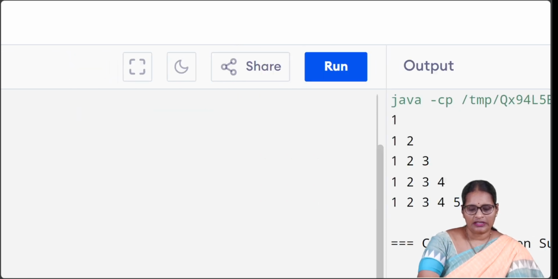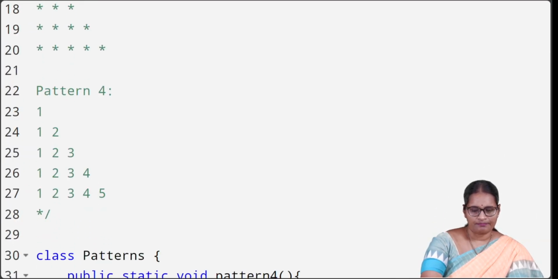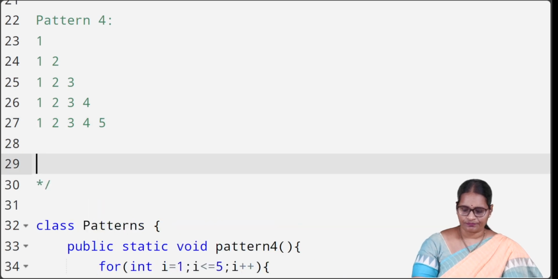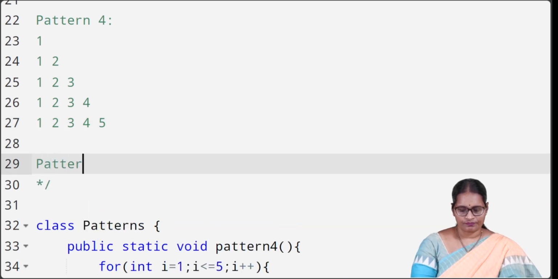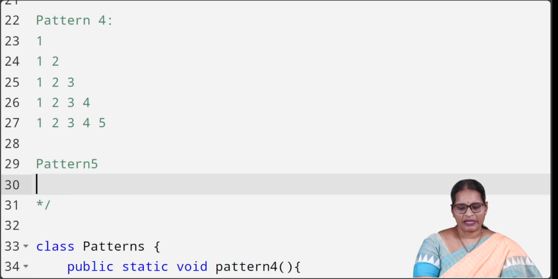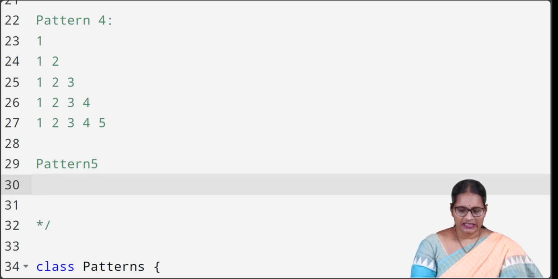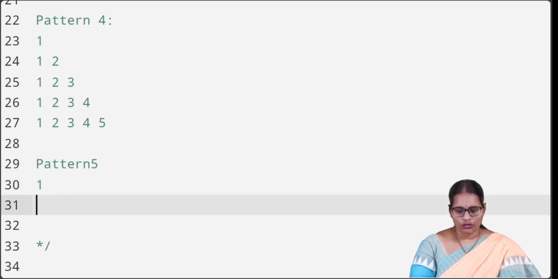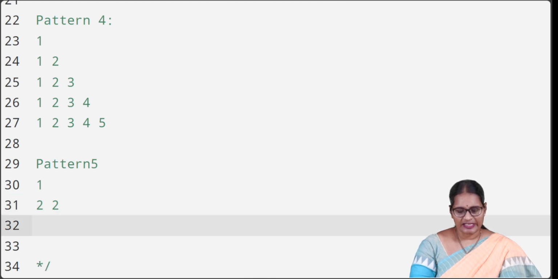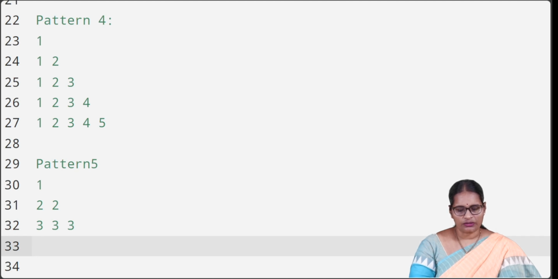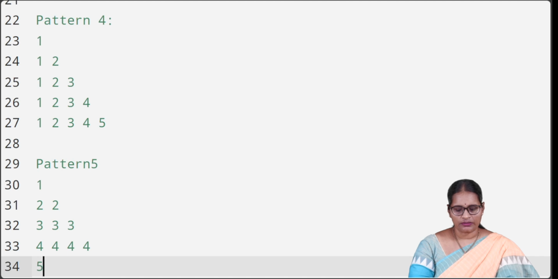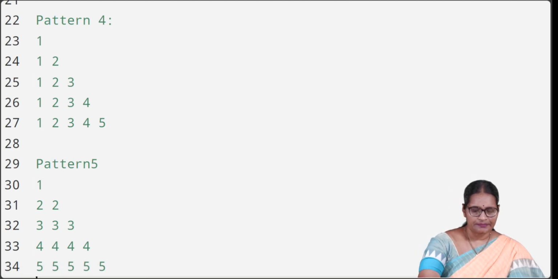Okay. Next one. Pattern 5. Let me consider the pattern like this. In first row 1, second row only 2's and the number of 2's are also 2. Third row only 3's. Number of 3's are 3. Fourth row only 4's. Number of 4's are 4. Fifth row only 5's. Yes, like this.